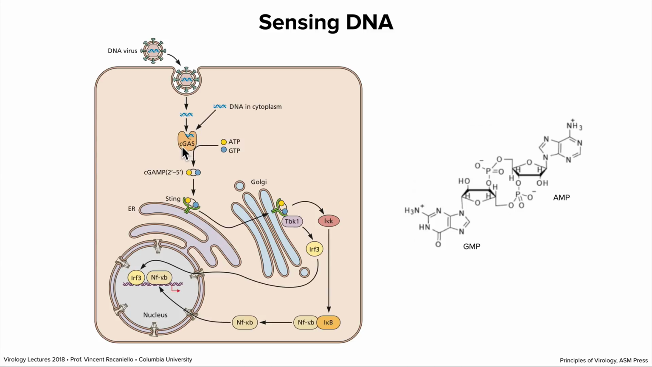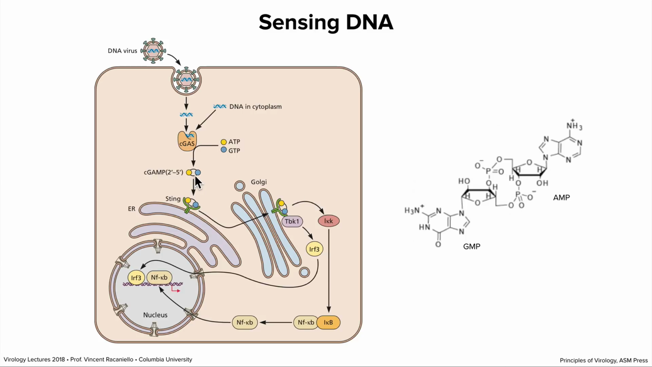cGAS stands for cyclic GMP-AMP synthase. It's an enzyme which, when it senses DNA, takes a molecule of ATP and a molecule of GTP and makes a cyclic version of them. It's called cyclic GAMP. You can see the yellow and the blue indicating that these ATPs and GTPs have been incorporated as monophosphates and in a cyclic fashion. The structure of this molecule is shown here. On the left is the GMP residue, one phosphate left from the GMP. On the right is the AMP residue, one phosphate left. And you can see they're joined by these cyclic bonds.